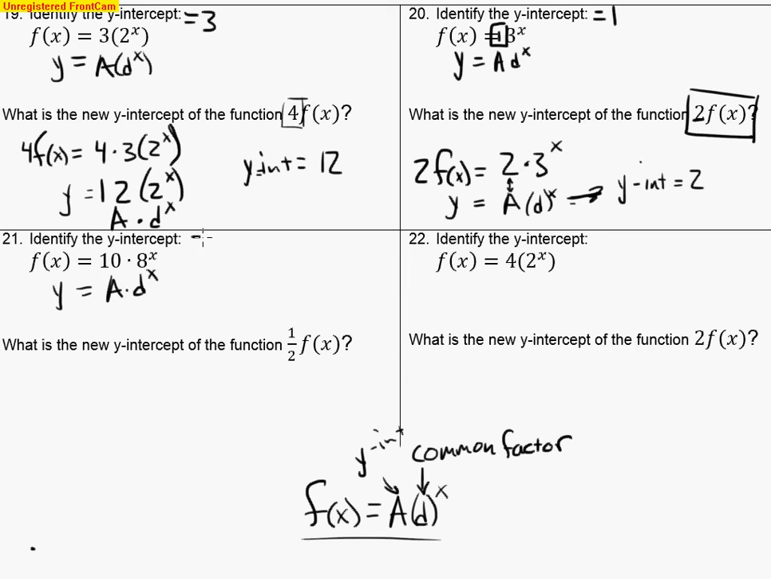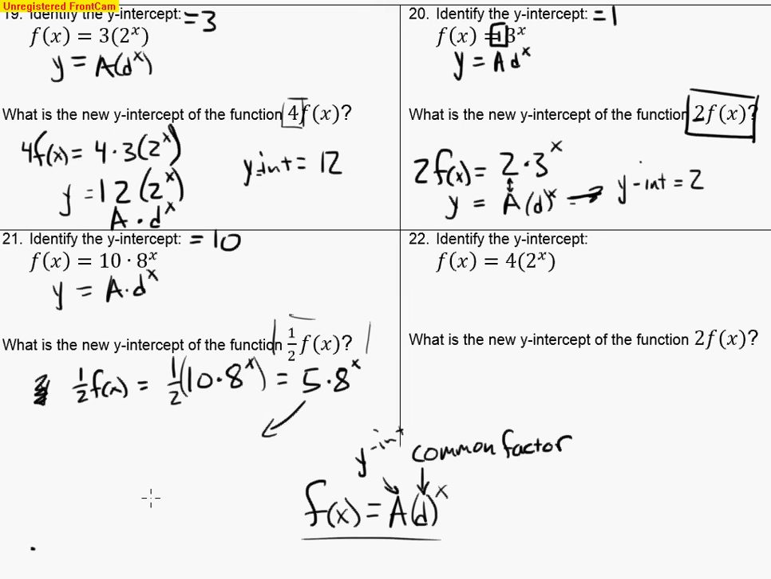Over here, again, we line it up. So my y-intercept for this function is going to be 10. But then when I take a half of that, I'm going to have y, or I guess I should write it out properly. 1/2 of f of x equals the same thing as before, 10 times 8 to the x. But what am I supposed to be doing to that? Taking 1/2 of it. What's 1/2 of 10? Well, that's just 5. So now I have 5 times 8 to the x. Right there is my y-intercept. So my y-intercept equals 5.